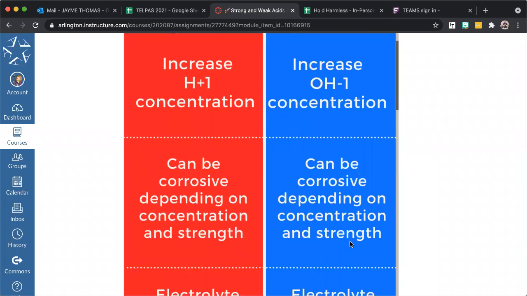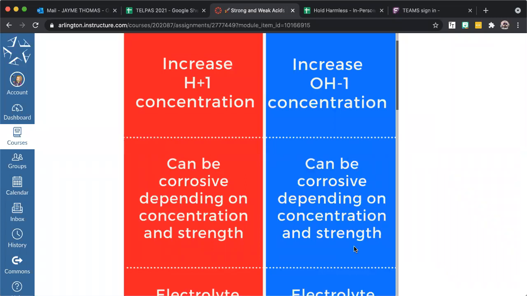Here's something that they both do. They both can be corrosive. Corrosive means that they can react with things and kind of eat away. So they could be corrosive to metals or to our skin if they're concentrated enough and they're strong enough. Strength and concentration are two different terms when we're talking about acids and bases.